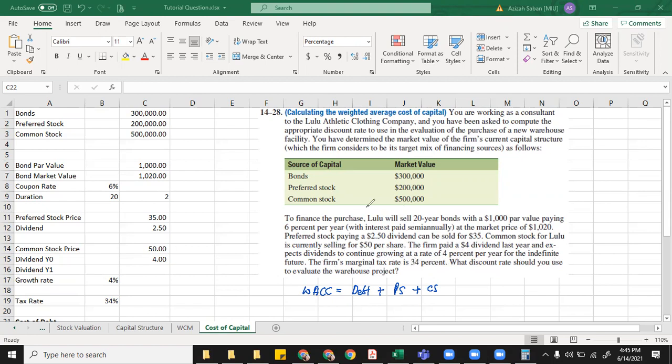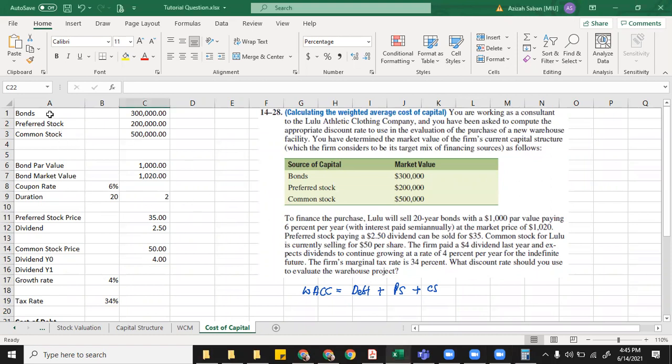So this is the scenario of the question. So I will try and use Excel to solve this problem. First of all, I will put in all the data in this Excel.